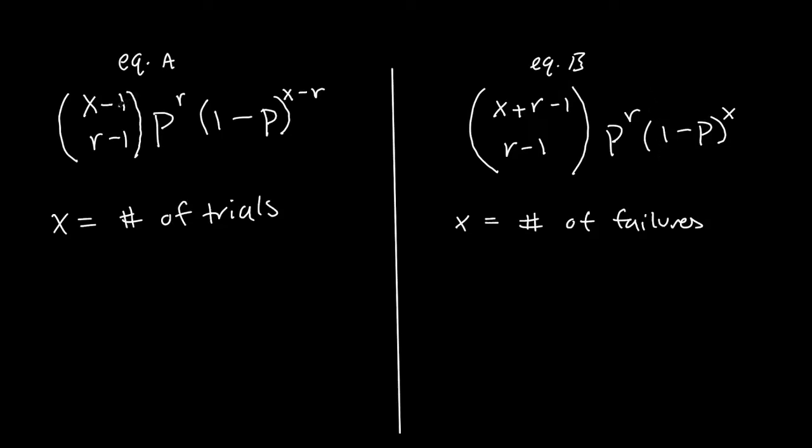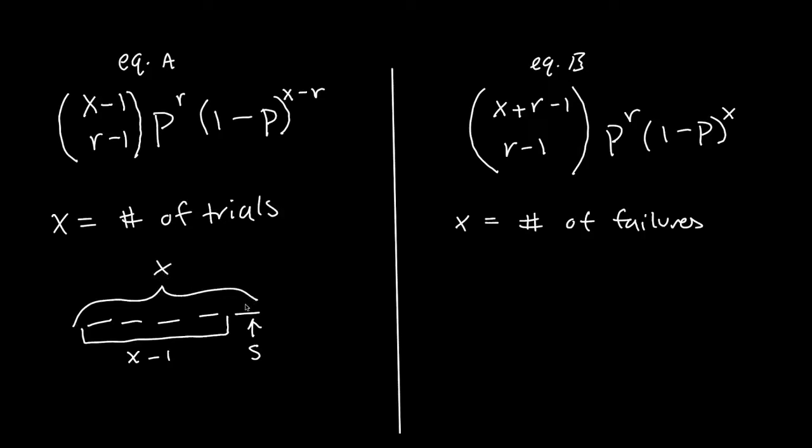Now with equation A, what we're trying to figure out with this negative binomial is the number of trials before the rth success, where in equation B it is the number of failures before the rth success. Say we have 5 trials for equation A. We know that this last trial is going to be a success. So we are only concerned about the first x minus 1, if this represents x, our number of trials.